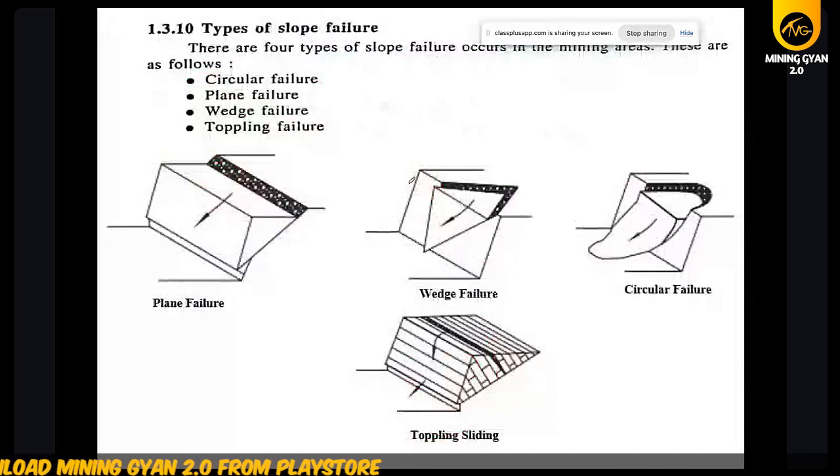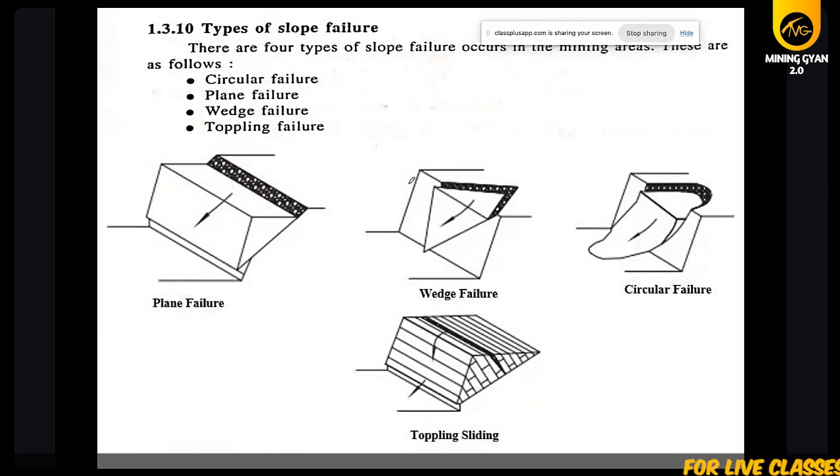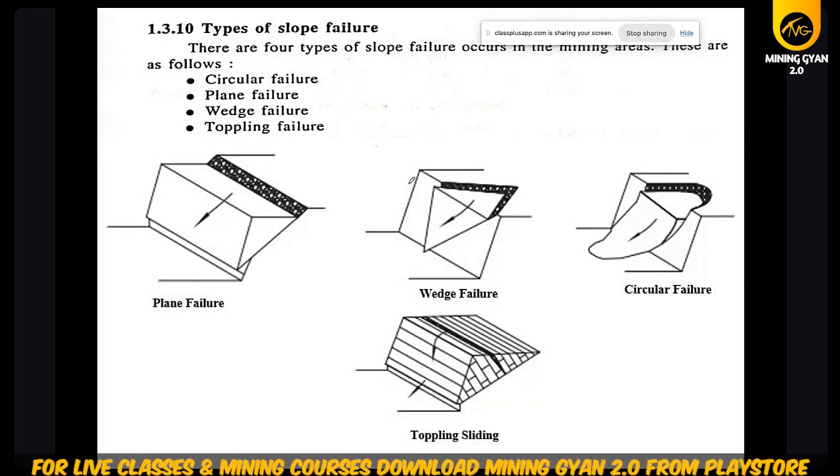Now come to what types of slope failure there are. If you don't maintain your overall slope angle, or if you don't consider your bench height, bench width, and the ratio, then there are 3-4 types of slope failure.